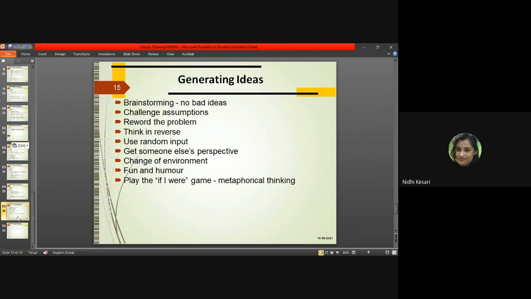In case there is a problem of a store where customers are not going, then think why the customers are not going. So the problem is that customer footfall is less, but then why is the customer footfall less? So reword the problem, and you will be amazed that just by thinking in a new way, you may get certain hints on how you can solve the problem.